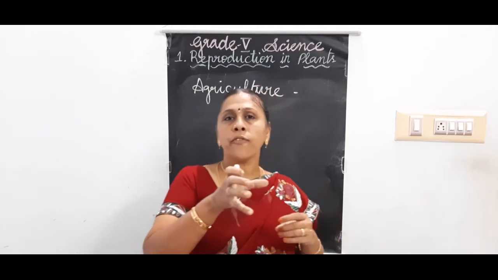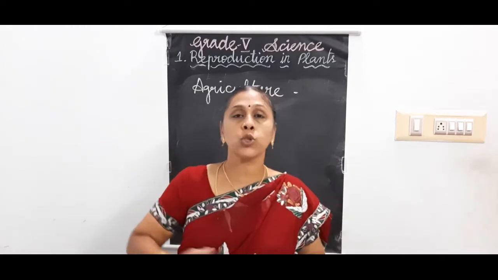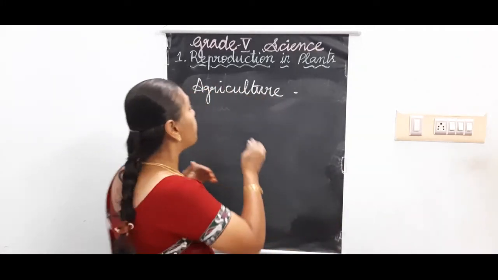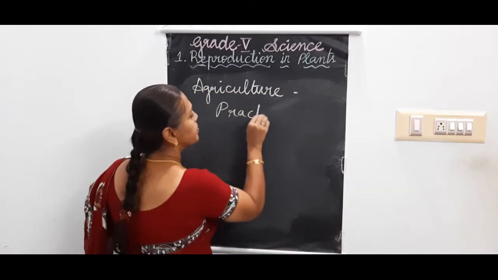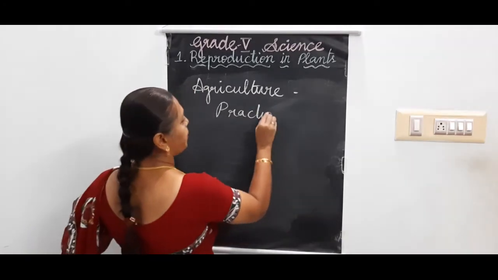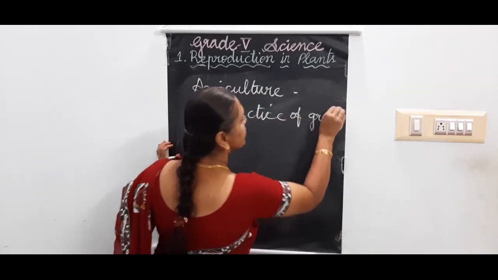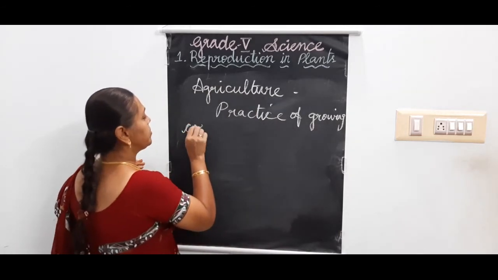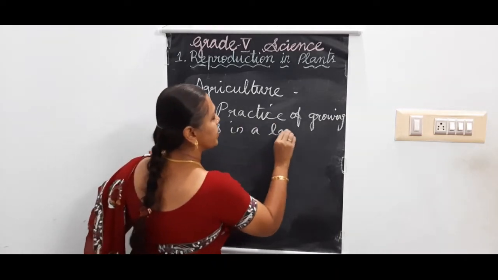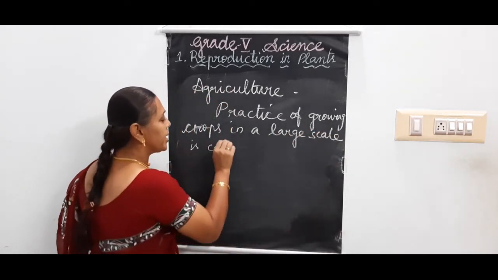So, a little quantity of rice will not be enough to satisfy our needs. We have to produce in large quantity. So, how is it possible? Through agriculture, that is, the practice of growing crops in a large scale is called agriculture.